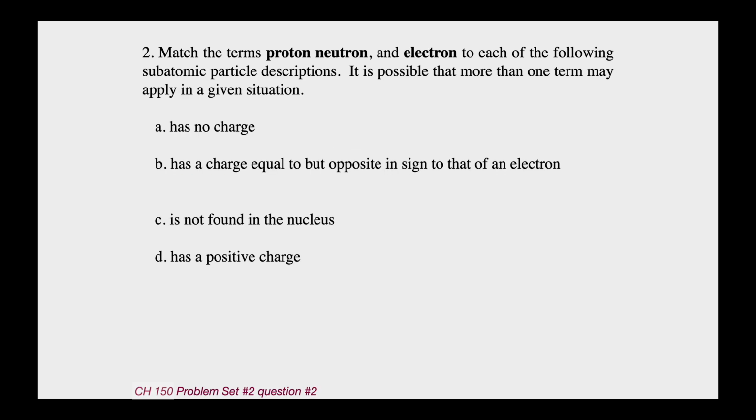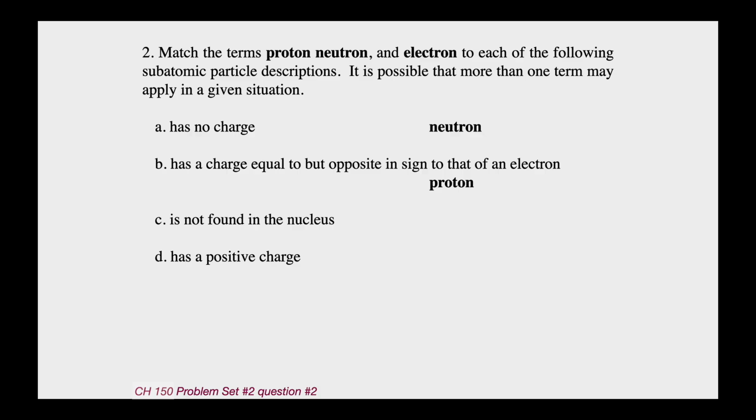Let's use the terms proton, neutron, and electron to classify each of these different pieces, all right? So we'll go through and kind of figure this out. So, has no charge. Well, if you look at all three of those, the neutron is the one that doesn't have a charge. Neutral, neutron, all right. Okay. The next one has a charge equal to but opposite in sign of the electron. So if the neutron is neutral and it's opposite to that electron, then probably, of course, it's going to be a proton, and that's what it is.